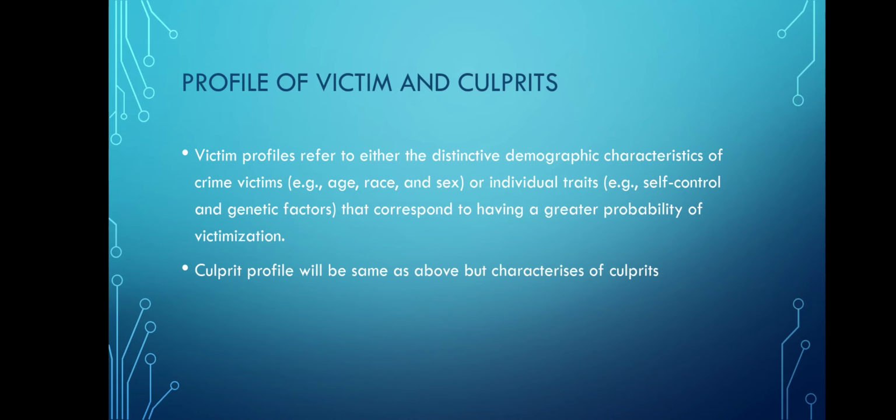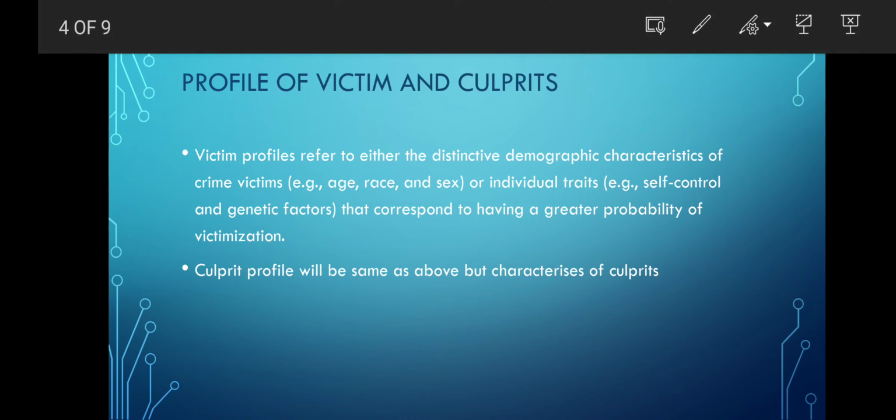Then next, moving on to profile of victim and culprit. The victim's profile refers to the distinctive demographic characteristics of crime victims, for example age, race, or sex. In a particular crime, a particular criminal only does sexual crimes, like rape and murder cases. In another case, you might find a particular culprit who is only abusing children, only killing children at the age of 5 or something like this.